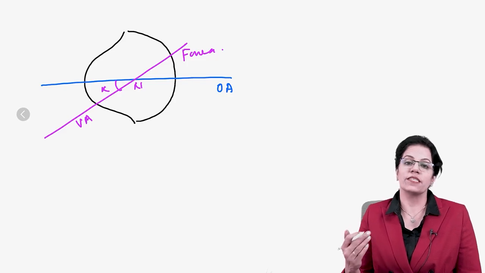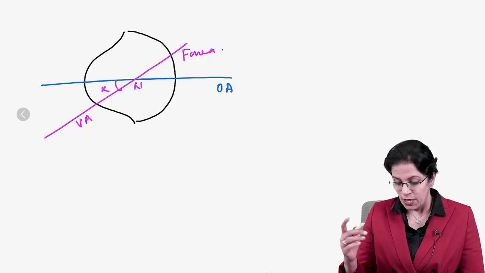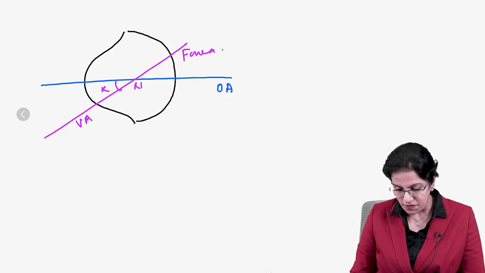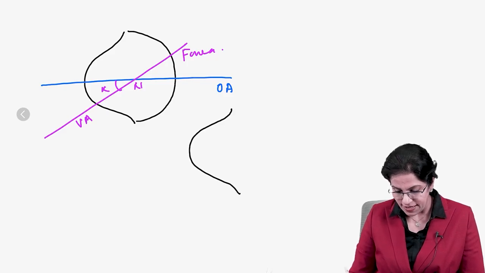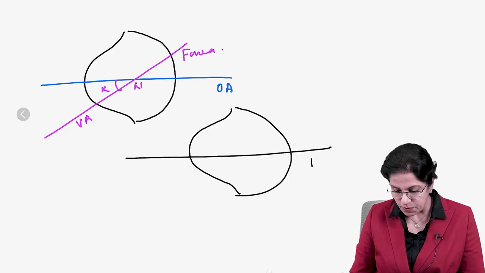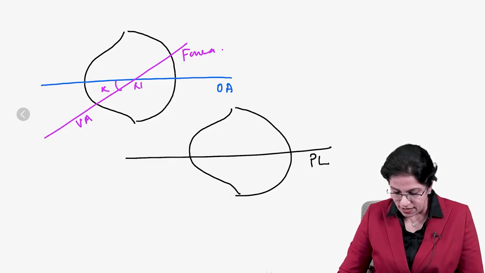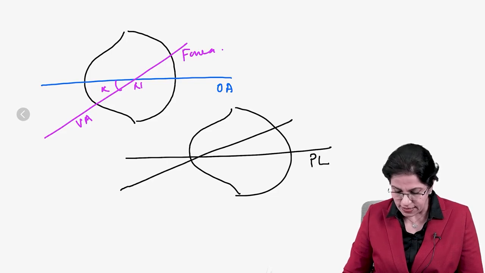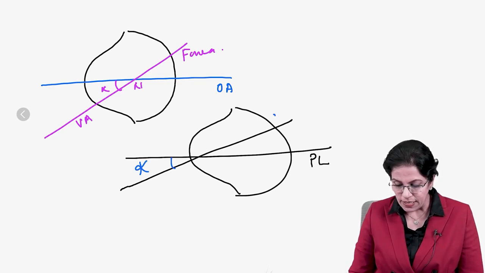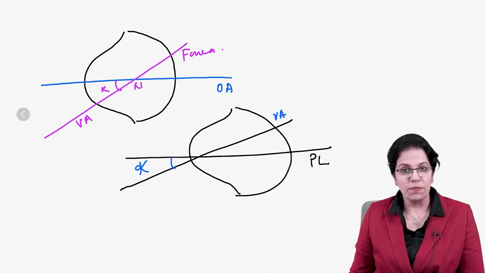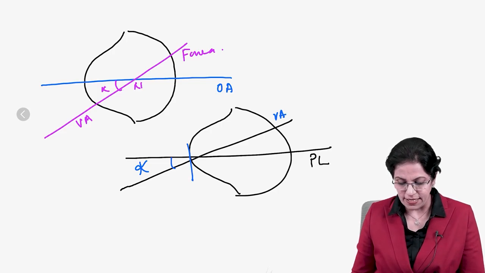It is very difficult to assess the exact center of the cornea. So for our convenience, if we take the center of the pupil, and a line passing through the center of the pupil is the pupillary line, then at the surface of the cornea, this is the pupillary line and this is again the visual axis. Now this angle is what is called kappa. So the angle between the visual axis and the pupillary line at the corneal surface is angle kappa.